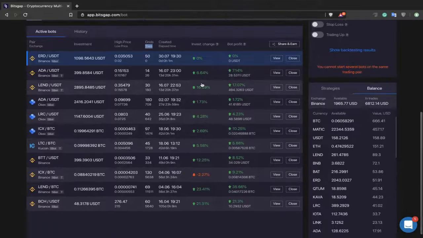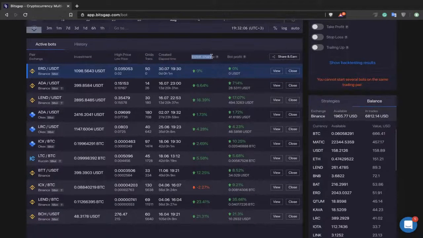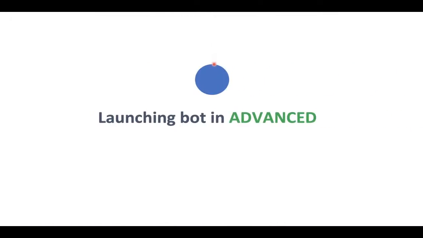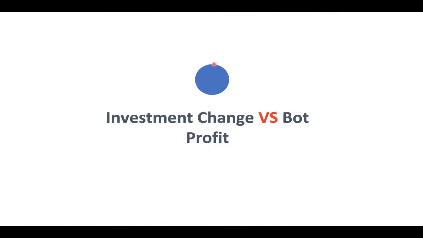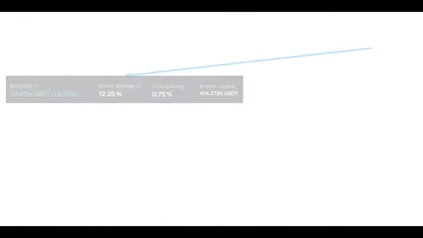So here come two key metrics, the investment change and the bot profit. Now let's come back to the presentation and let's see what defines these terms.